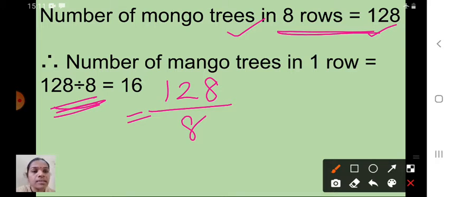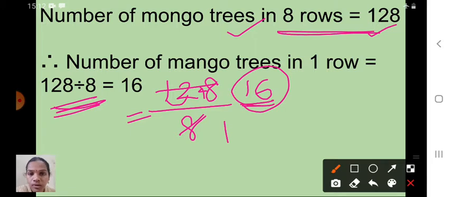See here, 8 ones are 8. Next 12: how many 8s are there? 1 eight is there. The remainder is 4, so 48. In 48, what will come? Yes, 6 eights are 48. So 128 divided by 8 is equal to 16. So in one row, how many mango trees are there, children? 16 mango trees are there.